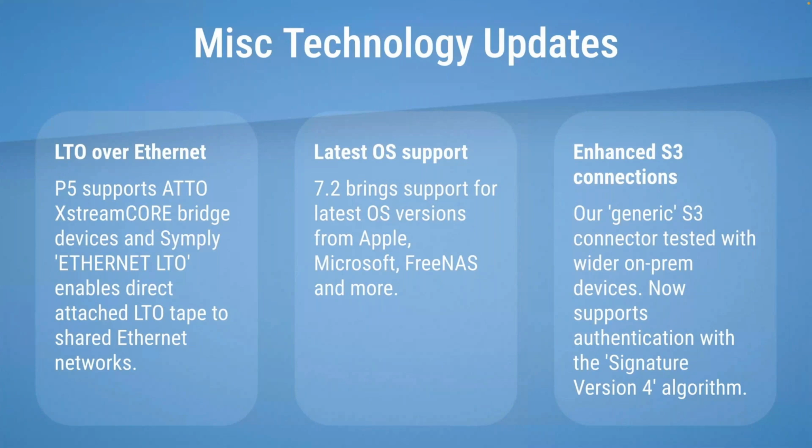And finally, over on the right-hand side, enhanced S3 connections. Our ability to connect to S3 endpoints, as opposed to being an S3 endpoint, is now enhanced. We're now supporting the signature version 4 algorithm in our generic S3 connector, which means that we are better able to connect to on-prem S3 object storage, which is becoming much more popular. So many more companies are now deploying object storage in their premises to be addressed via the S3 protocol rather than just going via more legacy protocols.